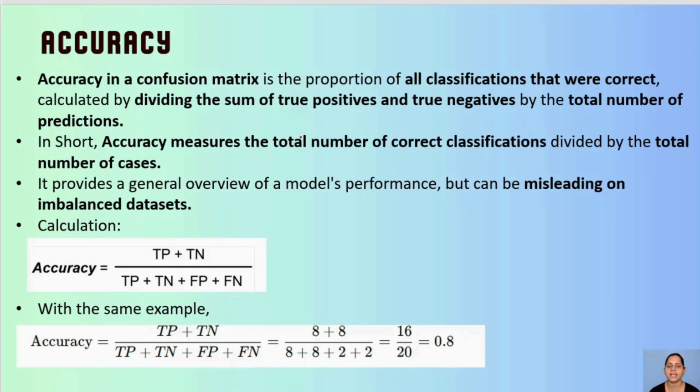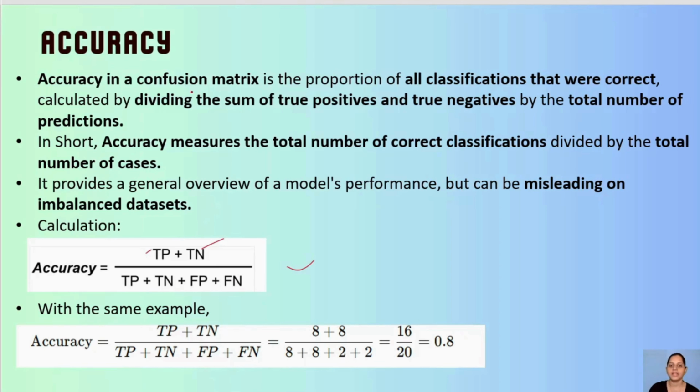So what is accuracy? Accuracy again is a part of the confusion matrix, where we are telling what portion of all the classifications were correct. How are we calculating that? We calculate it by summing the true positives and true negatives and dividing by the total number of predictions. So in short, this is the formula: true positive plus true negative divided by the total number of predictions. That means the total contains true positive, true negative, false positive, and false negative.